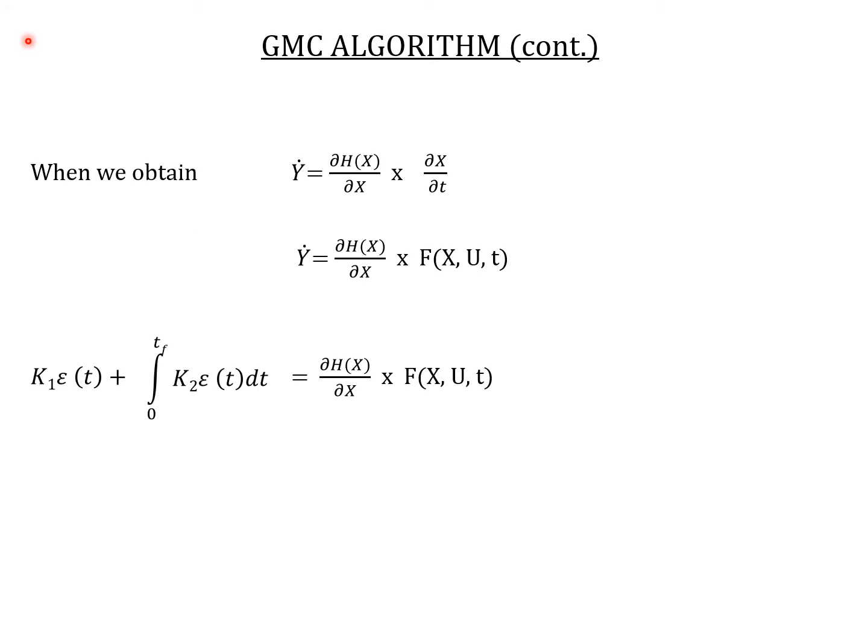Okay, so we see just now we get y dot, and we formulate the two equations. We get dh over dx times dx over dt, partial derivative because it's a function of x and t. If we further simplify it, it's partial h(x) over dx times dx over dt, which is the formulation just now, the function of x, u, and t. So whatever it is, the formulation of the GMC equals dh(x)/dx times the function f(x, u, t), the function of the model system that we've seen in the first one, the ODE.